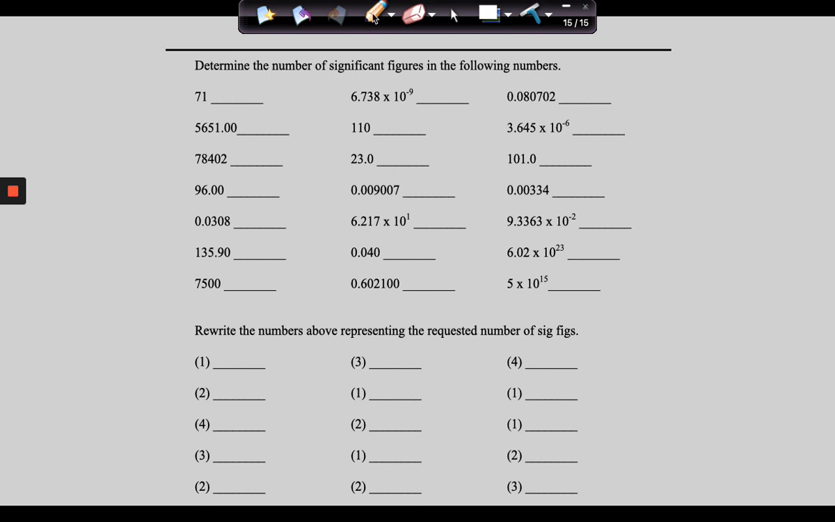So guys, notice that you've got 2 sets of numbers. In this top set of numbers, you are going to identify the number of significant digits. So for example, 71 is 2. Now what about 5651.00, 4 or 6? Do those zeros count? Because they are final zeros after the decimal, that would be 6, and so on.